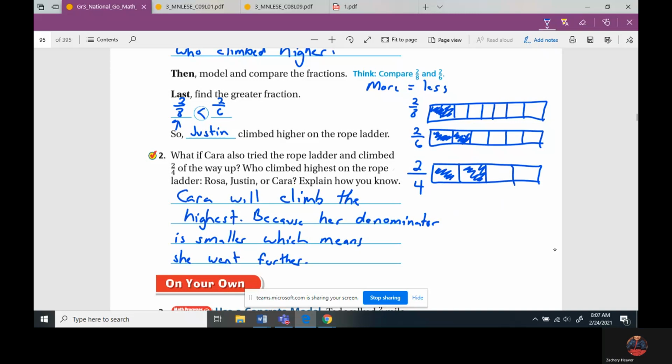Another way you can look at it is you're going up a ladder. This ladder has 8 steps. This one has 6 steps. This one has 4 steps. Everyone takes 2 steps. Who's closer to finishing? 2/4, because you only have 2 more steps to go. It's closer to the whole. 2/8 needs 6 more steps. 2/6 needs 4 more steps. So the fewer steps you need, the closer you are to finishing, the farther you are.